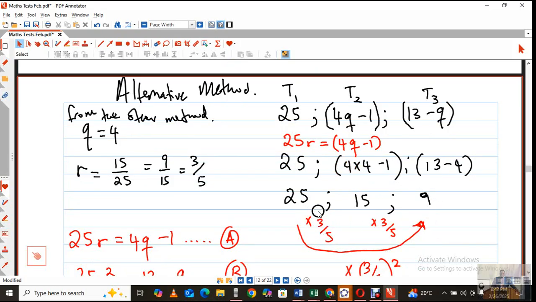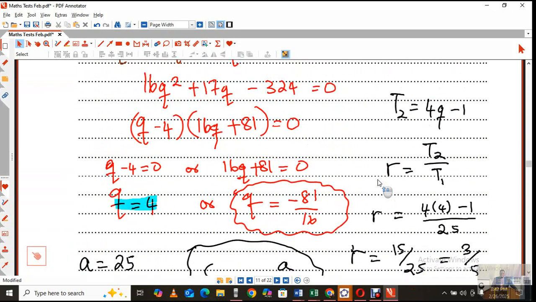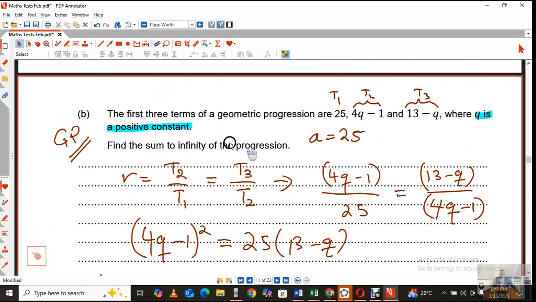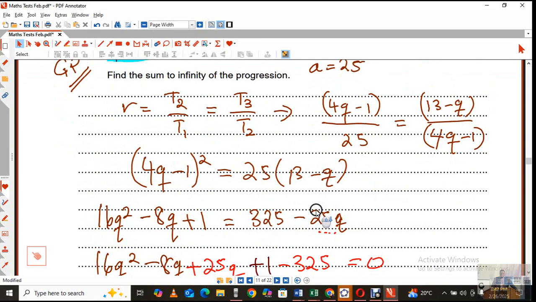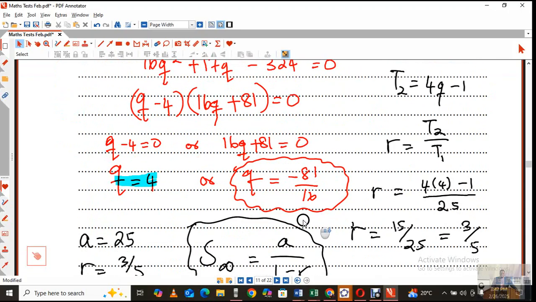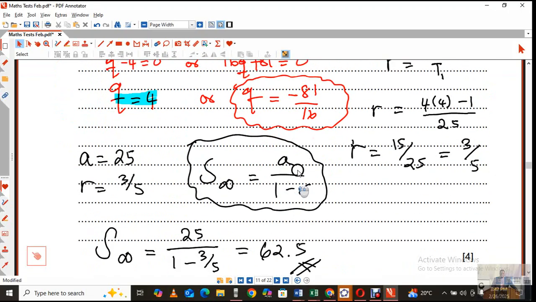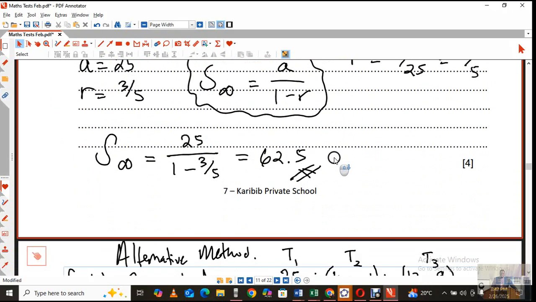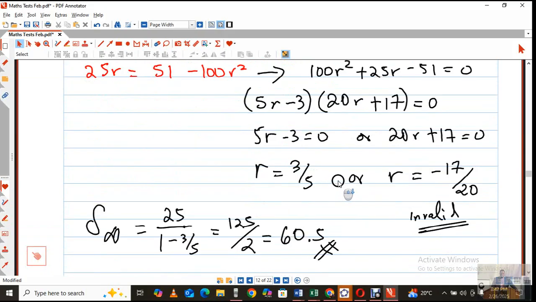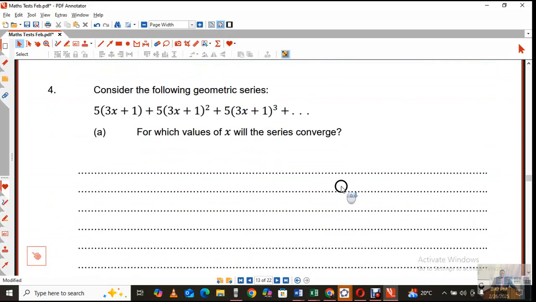Here's another thing why r will not be negative. Because the moment you have got a negative ratio, in that case, our terms are going to oscillate between positive and negative, positive, negative. Although we can see that it also will tend to a number. Okay, but here they say q is a positive constant. So because it's a positive constant, you have to do that manipulation to determine that I must reject the one here. So here I rejected the negative value of q, which was negative 81 over 16. So I rejected that value. So naturally, I must also know that I must use the positive value of r. It's an alternate method. Right, question 4.